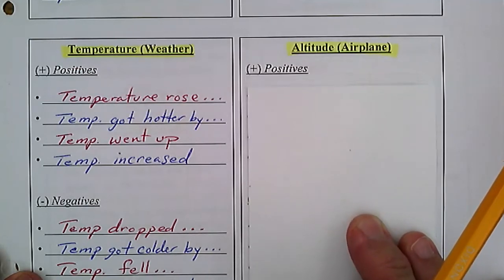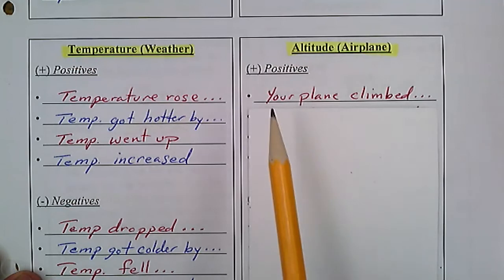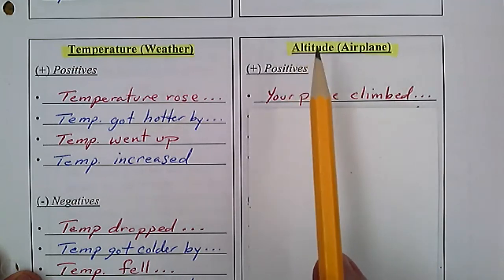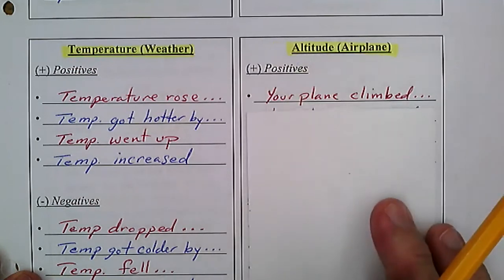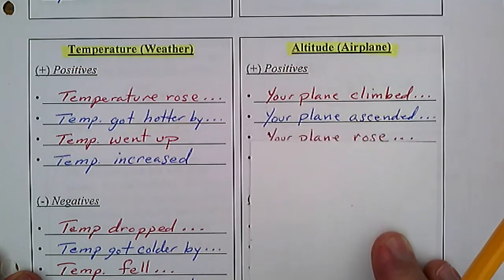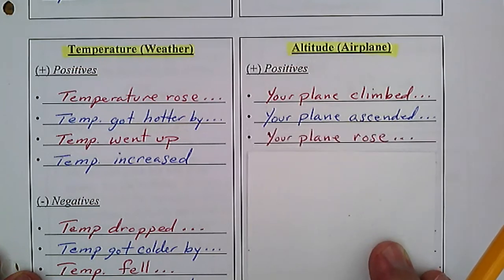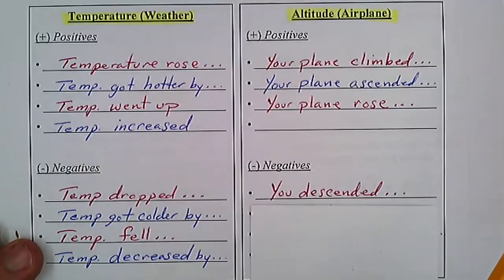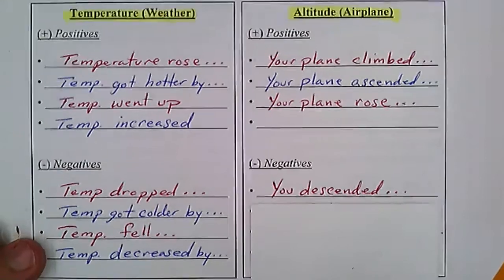All right, so positives, you could say your plane climbed. In altitude, we don't call it elevation, we call it altitude. You could say your plane ascended. You could say your plane rose. Those are all positive concepts. And then negative concepts, you could say you descended.